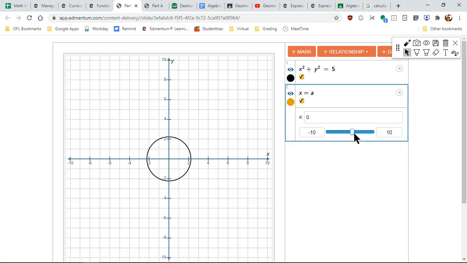So I'm going to make our line appear. It fails the vertical line test throughout the entire graph. So this one is also not a function.